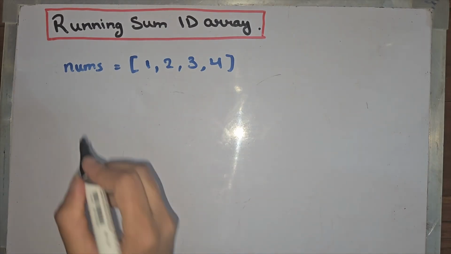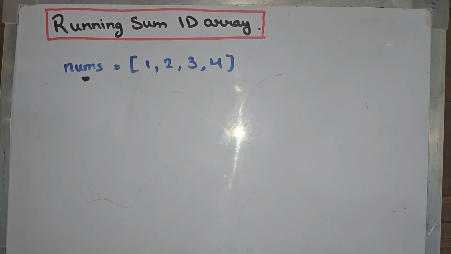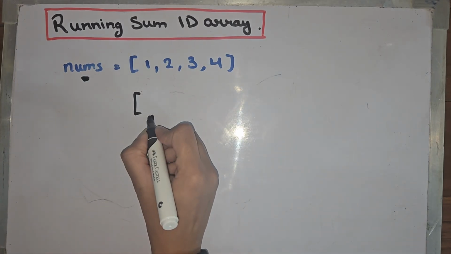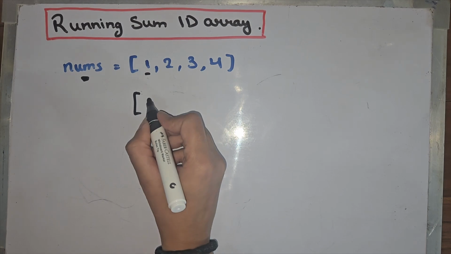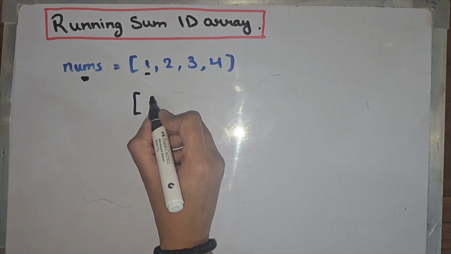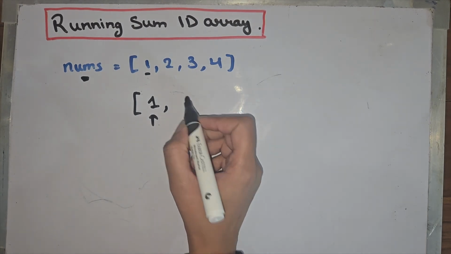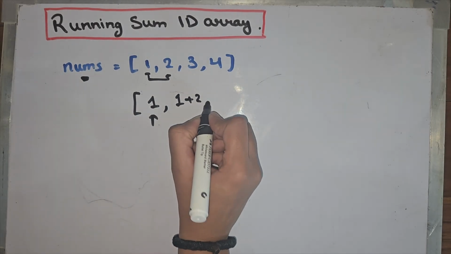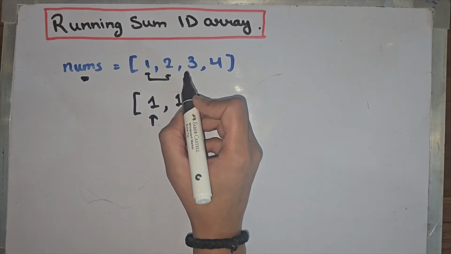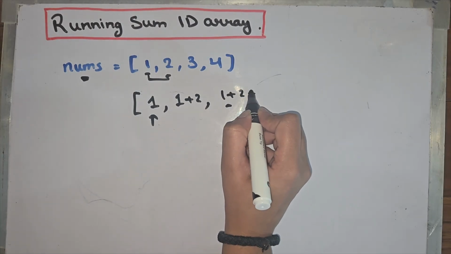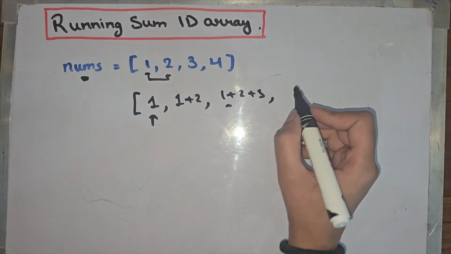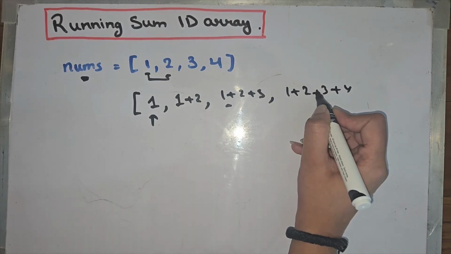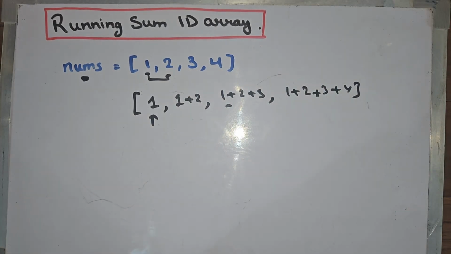We will understand this and see how we can do this. So in this question, we are given an array nums and we need to calculate running sum. For 0th index, we will have just sum of 0 elements, which is 1. For next index, we have sum of these two elements, which is 1 plus 2. For this index, we have 1 plus 2 plus 3. And for last index, we have 1 plus 2 plus 3 plus 4. So this is running sum.